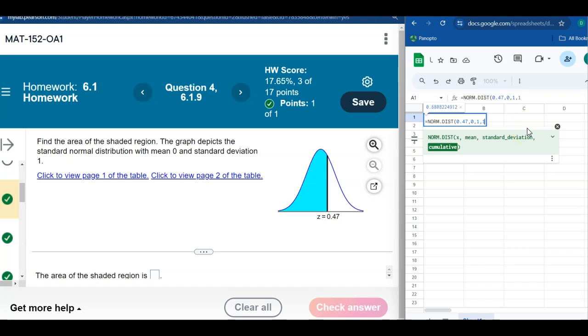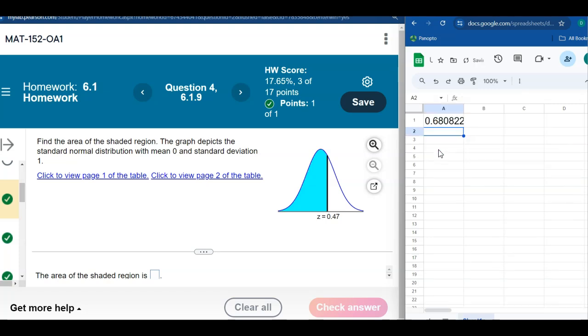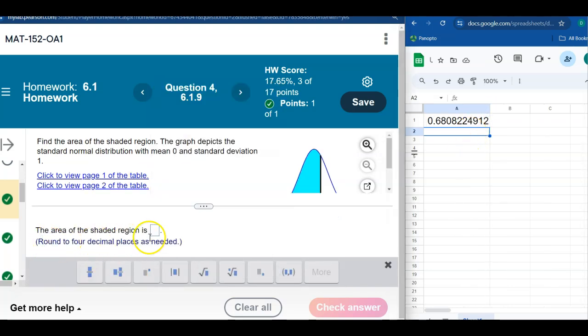So just know for all of these where you're finding probability, all of these that we're going to do, we're never going to put anything but 1 there for cumulative, which means true. You can also write the word true, right? But we're just going to put the number 1, and that means true for Google Sheets and Excel. So there's the number that I want. I'm going to make this a little bigger so we can see it. And these get rounded to 4 decimal places.